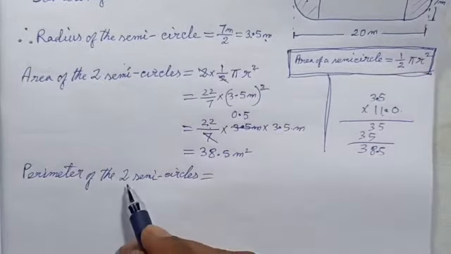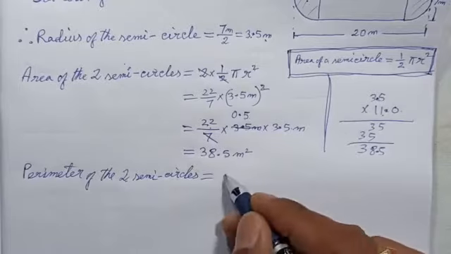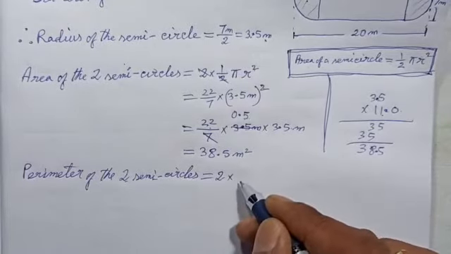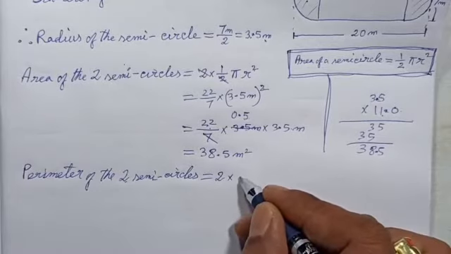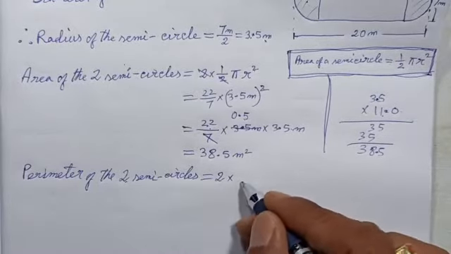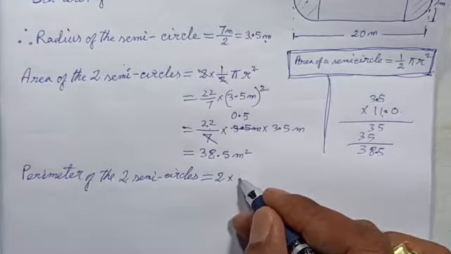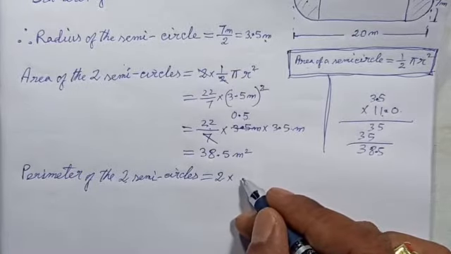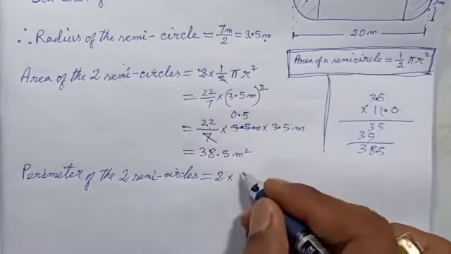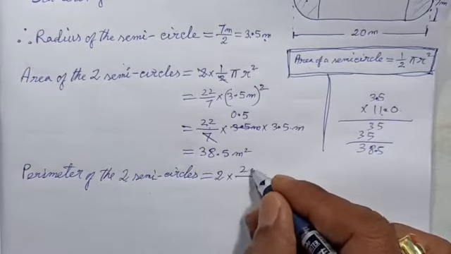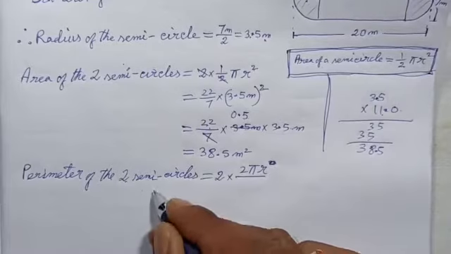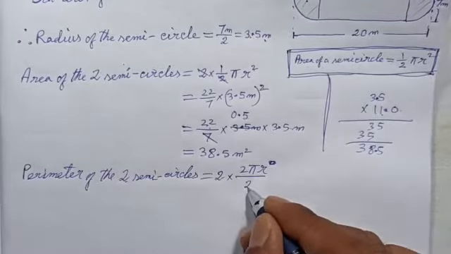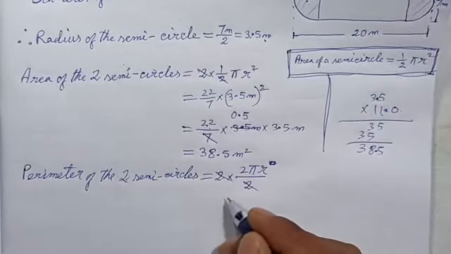So here are two semicircles, so two parts. For a circle, its circumference is 2 pi r. For a semicircle, we need to take half of 2 pi r. That means the 2s cancel, and then we are getting pi r.